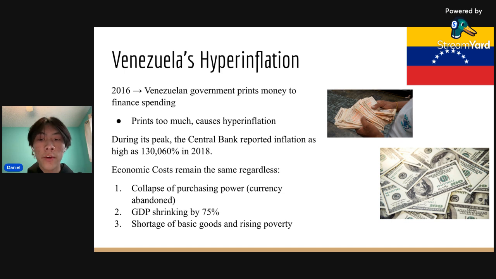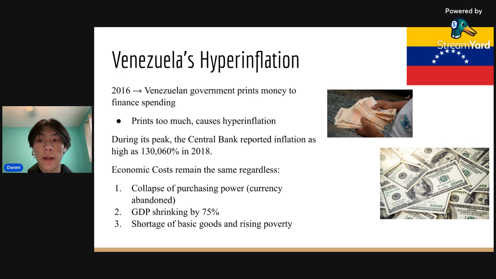Moving on, let's go over a real world example of how rapid money printing led to hyperinflation and the costs associated with it. For this example, we'll use Venezuela. In 2016, the Venezuelan government began rapidly printing money in order to finance spending. However, the government printed money so rapidly that it became a major contributor to hyperinflation in the country.